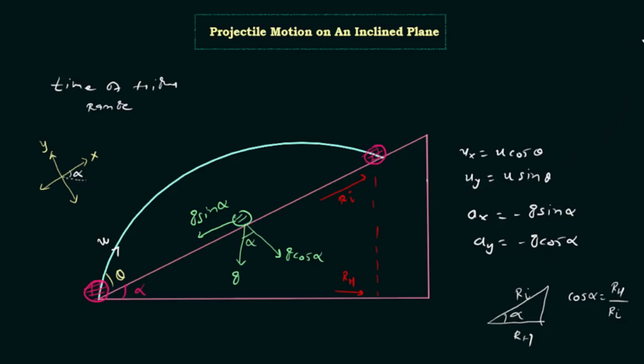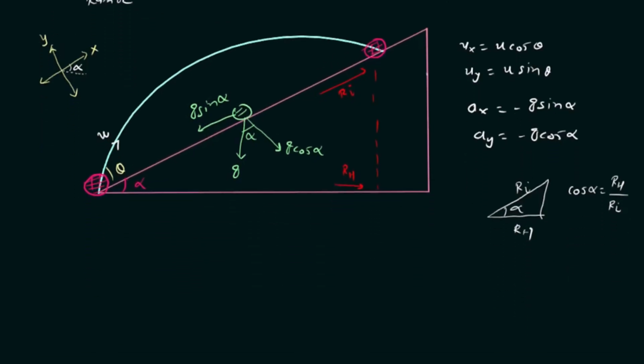Our first parameter in this theory is time of flight. We are going to have two coordinates. One coordinate is x, which is uxt plus half axt square. The y coordinate is uyt plus half ayt square, right?